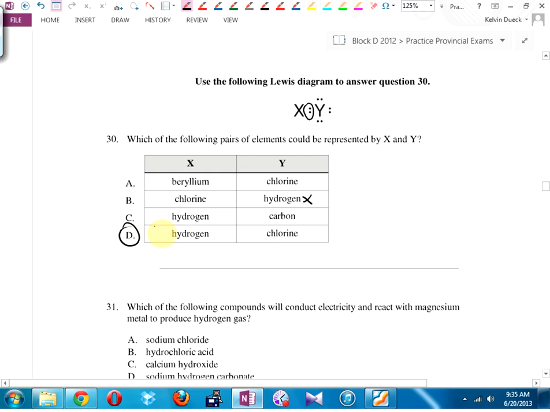I think this is hydrogen chloride, HCl. Is it D? Yeah. Woohoo! Yeah.